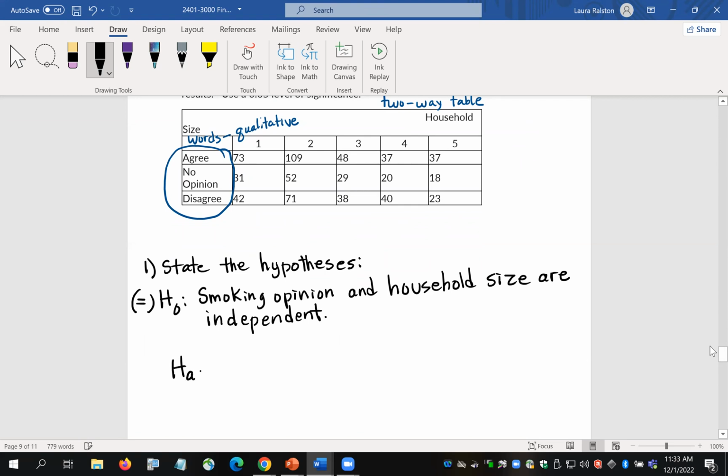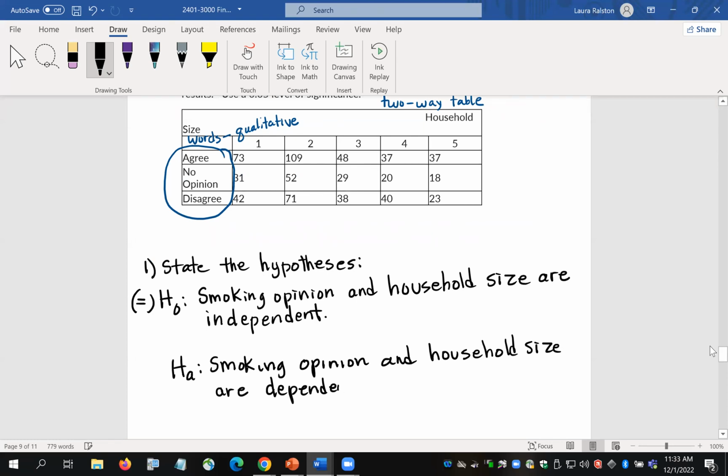Your alternative would be the smoking opinion and household size are dependent. Okay, so for chi-square test of independence, your null will always indicate the variables are independent, and the alternative will indicate that they are dependent.